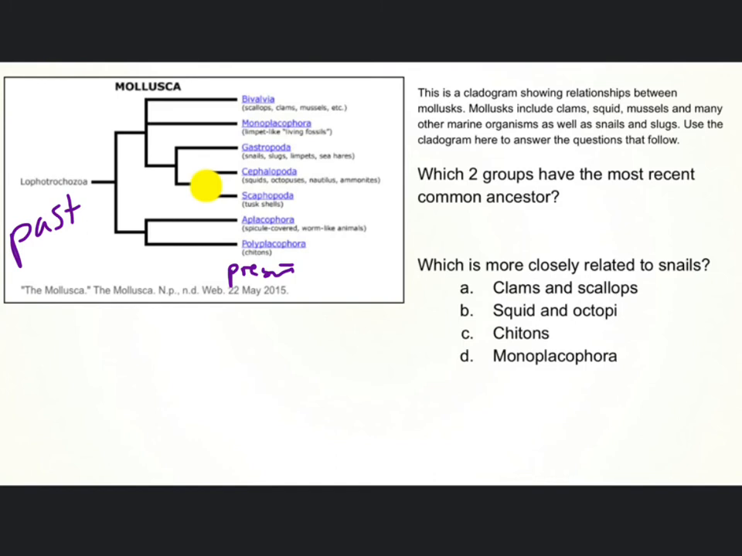What the heck are those? It doesn't matter. It absolutely doesn't matter. Doesn't matter if you can't pronounce it. Doesn't matter if you don't know what it is. Doesn't matter if you've never heard of it. Doesn't matter if it's got 3 heads and it flies and it's purple. All you got to do is be able to read it. So, cephalopods literally means head foot, and scaphopoda.